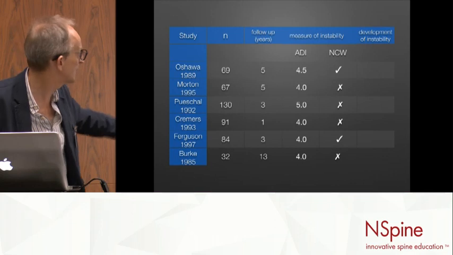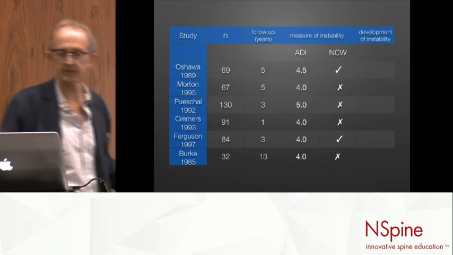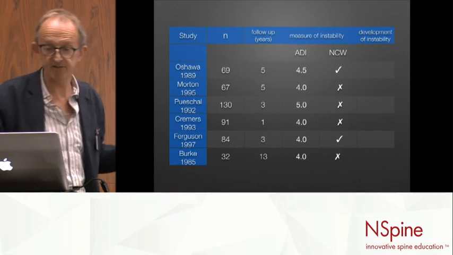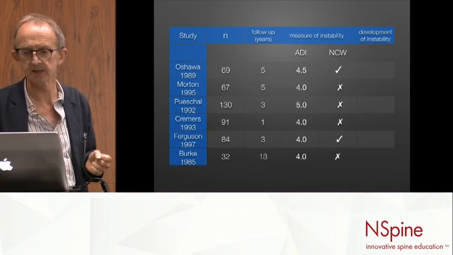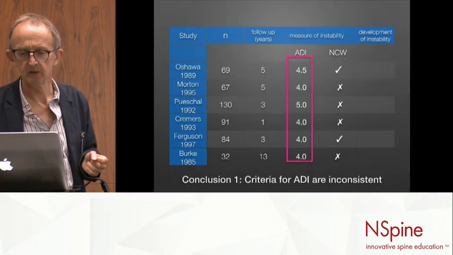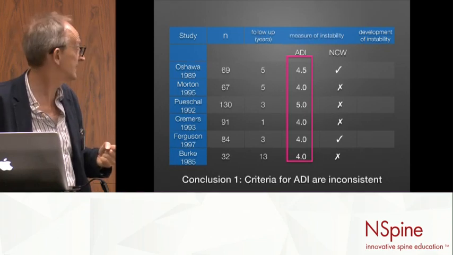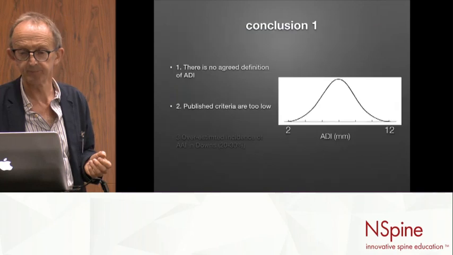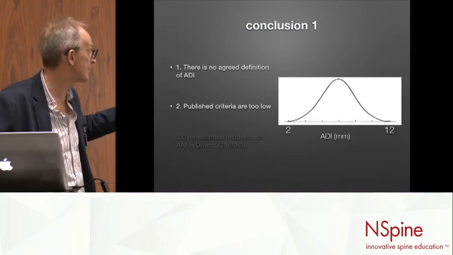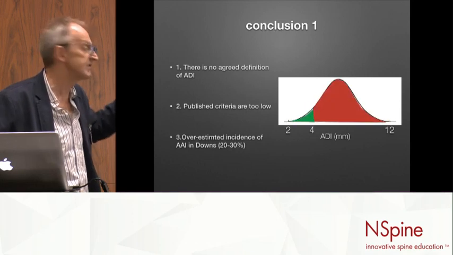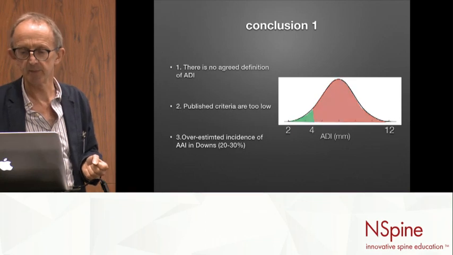If you look through some quite old data now, most of the publications take an atlantodental interval. It's quite variable. There's no agreed definition. It can be anything from 4 to 5.5. I've seen even up to 7 millimeters in some publications. So clearly, the first thing is that the criteria by which we measure atlantodental interval are not even agreed. And in fact, the numbers in most publications are probably way too low, so the result is you will significantly overestimate the incidence of instability.